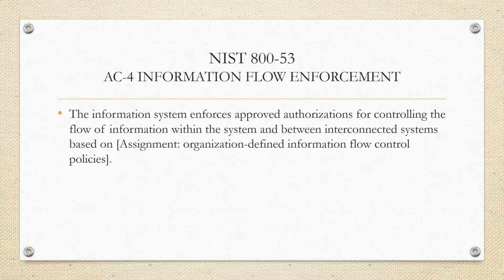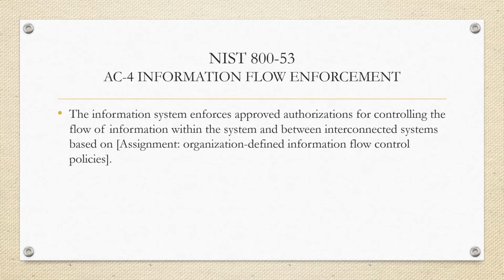So let's dissect this for a second. What does this really mean? The key is that information flow control regulates where information within your information system is allowed to travel. This is specifically looking for where within a system and between what systems, rather than who is allowed to access information. So for this, it's where is my information going?